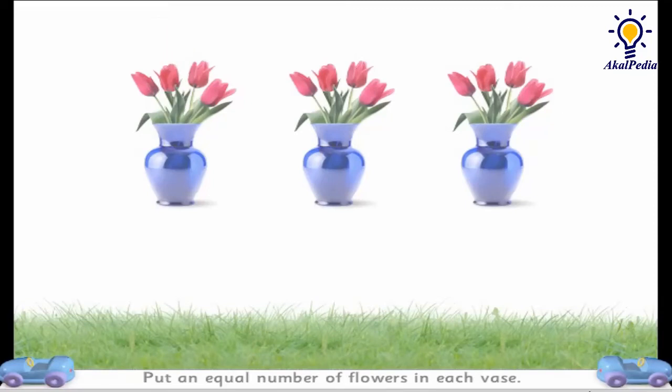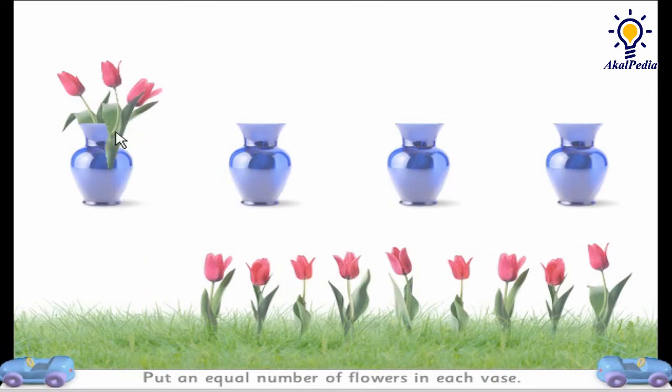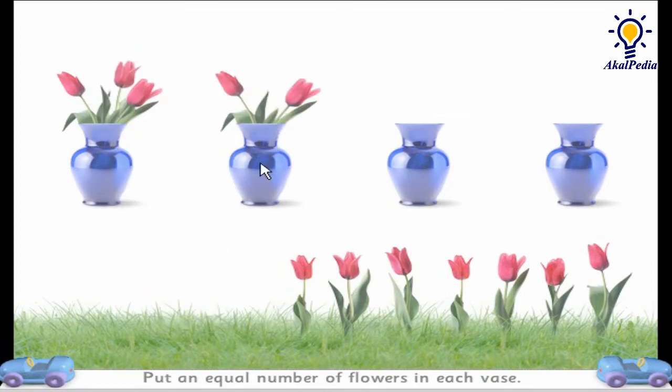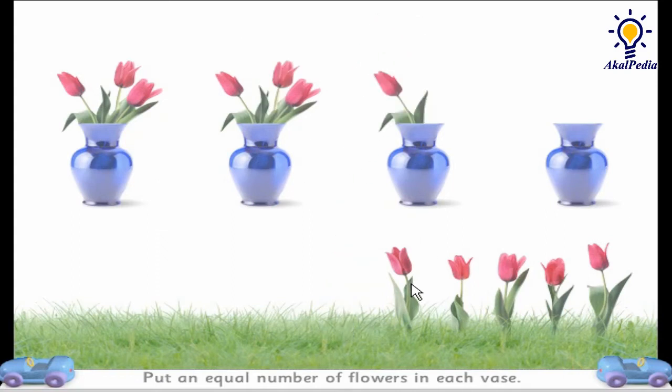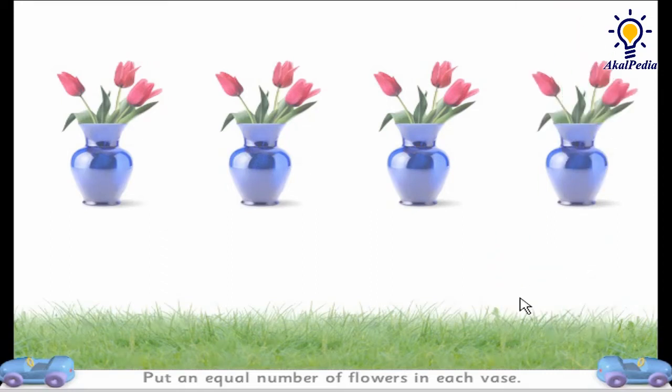Empat. Dibagi 4. Put an equal number of flowers in each vase. 1, 2, 3, 4, 5, 6, 7, 8, 9, 10, 11. Dibagi 4, 3, 3. 1, 2, 3. Muncul kupu-kupu yang cantik.